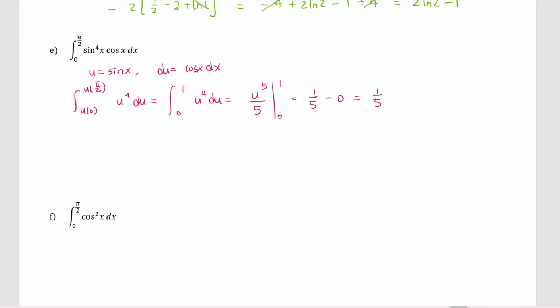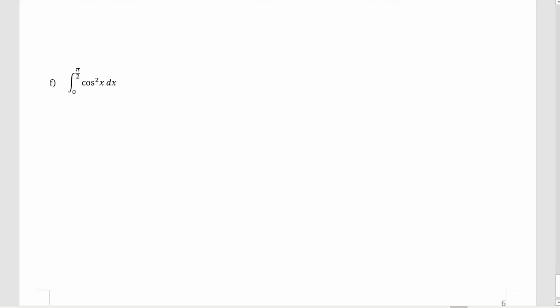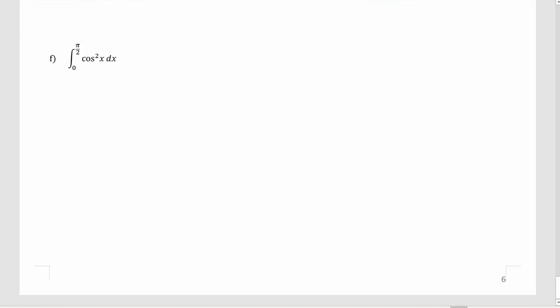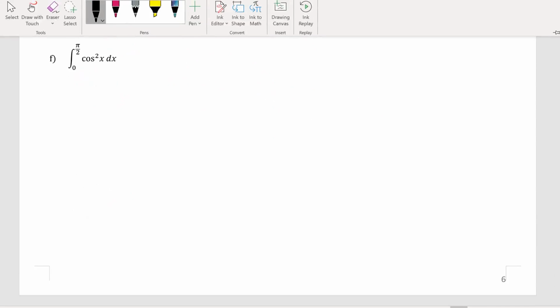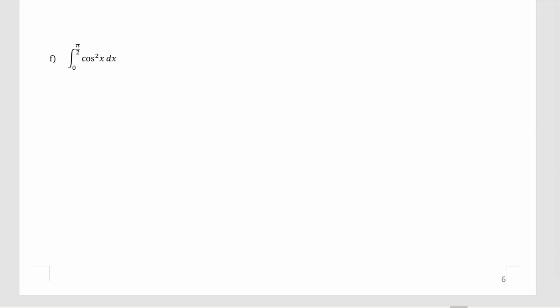Okay. So you can see the presence of cosine x dx is so important because that will contribute to the du. If we look at part H, if we have sine x dx, then we can let u be cosine and then du be minus sine x dx. But here we don't have sine x. So I'm going to look at this problem. If we want to try u-substitution, if we let u be cosine x, then du is minus sine x dx.